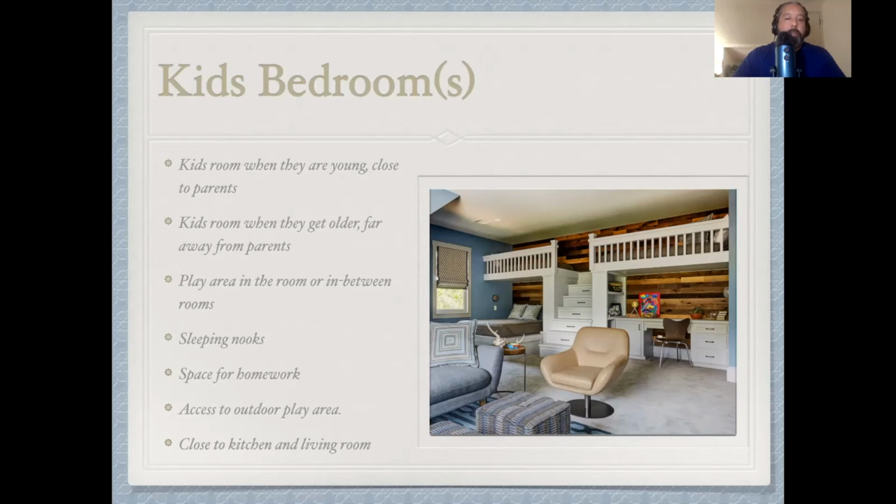A play area in the room or in between the rooms is important to consider. If it's a big room, you want to have sleeping nooks so that each kid can have its own private little nook to sleep in. You want to have space for desks for homework. You want to think about access to an outdoor play area through the bedrooms. And you ideally want to be close enough to the kitchen and the living room so that they can feel part of the family if they are playing in their room or doing homework in their room.